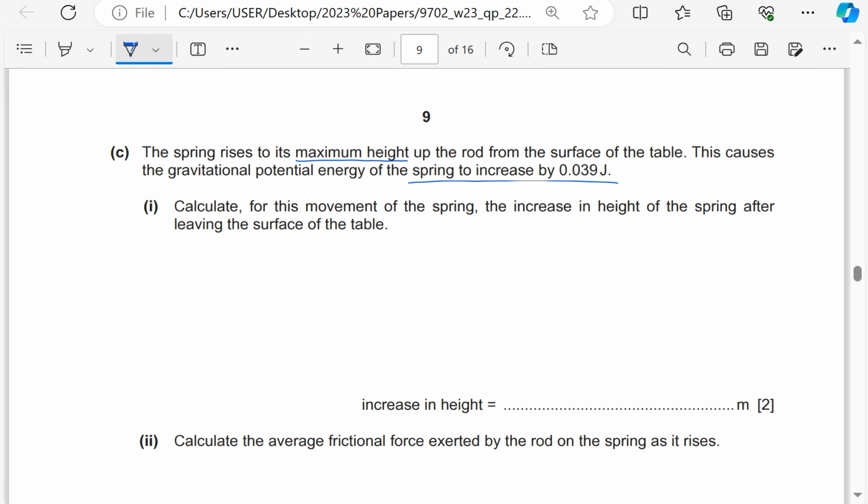Okay. Calculate for this movement of the spring the increase in height of the spring after leaving the surface of the table. So we know that the increase in gravitational potential energy is equal to mgh. So the increase is 0.039. The mass is 7.5 times 10 to the power of minus 3. g is 9.81. Then times h.